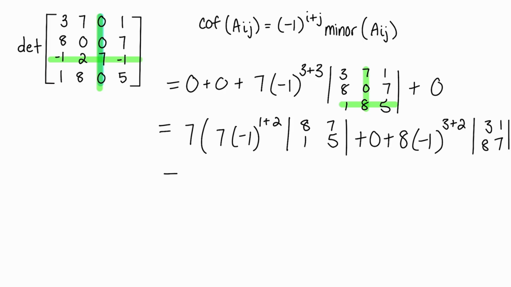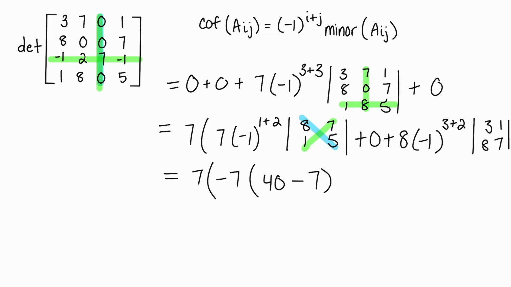So now we get to rewrite this. So 7 times, and then -1 to the 3rd is negative, so -7. And then the determinant will be 8 times 5 minus 7 times 1. So we have 8 times 5, which is 40, minus 7 times 1, so 7.